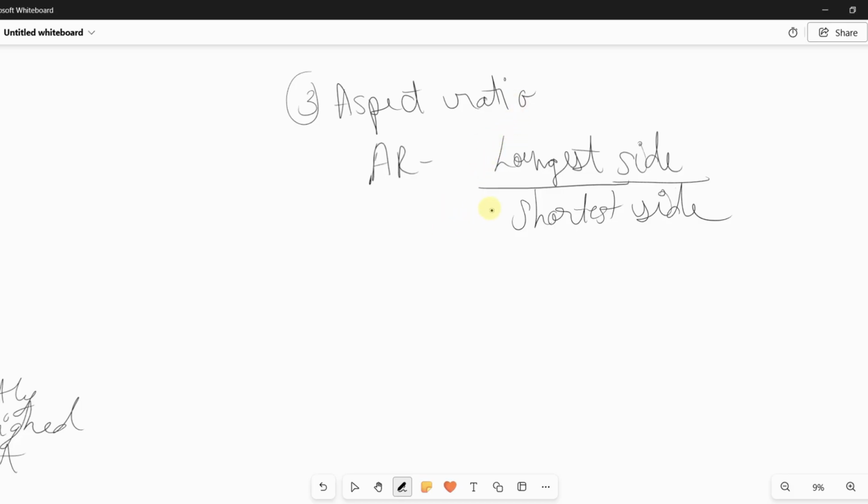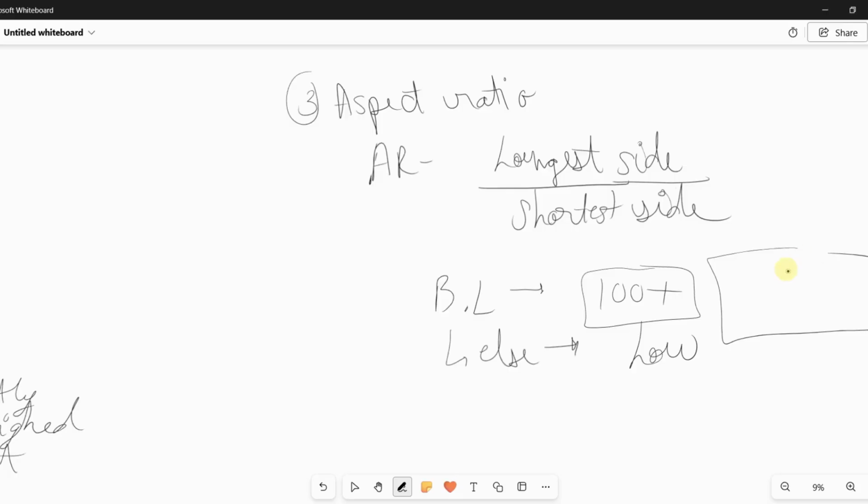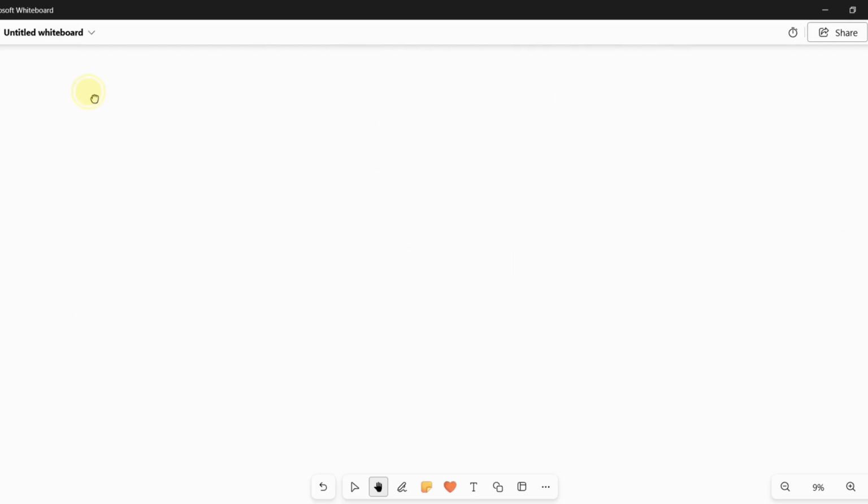Now aspect ratio just depends on the geometry, but usually for boundary layers, you keep the aspect ratio at around 100 plus, and if it is not a boundary layer, you keep it low, right? What does this mean? This means it's more expanded, so you can have more fine refinement. That's why at boundary layers you keep it at 100 plus. And yes, that is about the metrics of meshing or mesh quality.